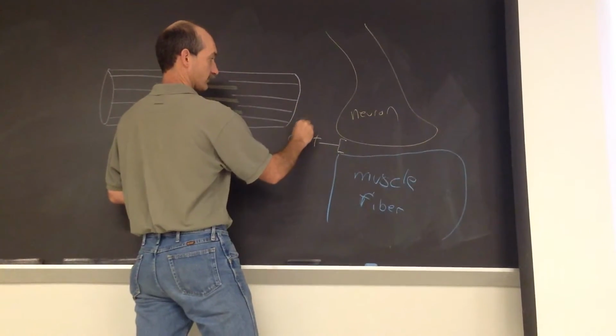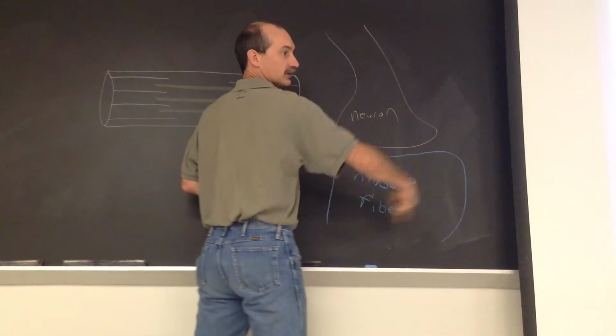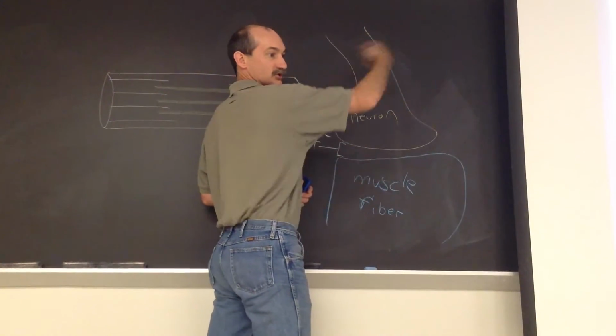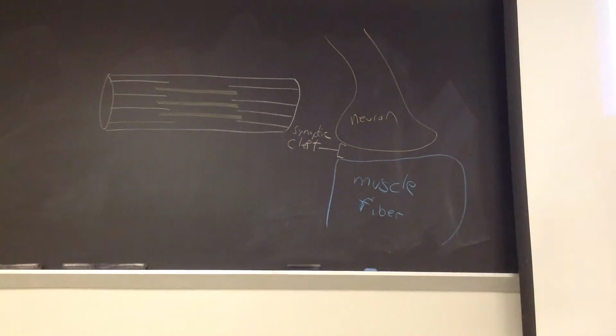Cleft right there. This whole area would be a neuromuscular junction, or just an example of a synapse. But there is no direct connection.